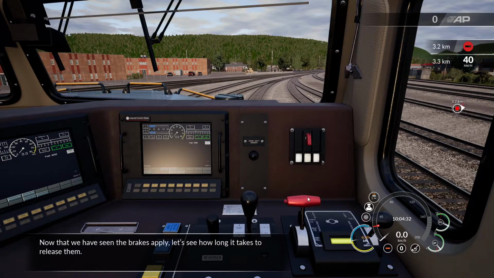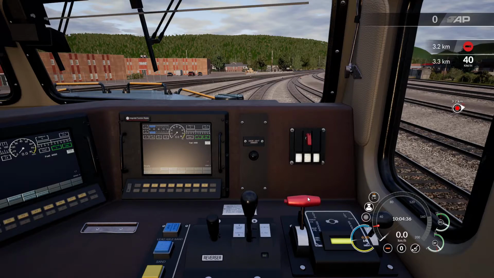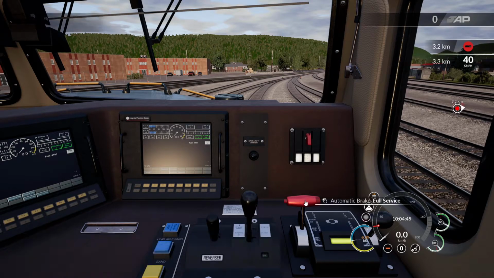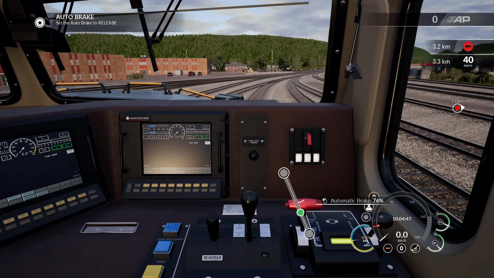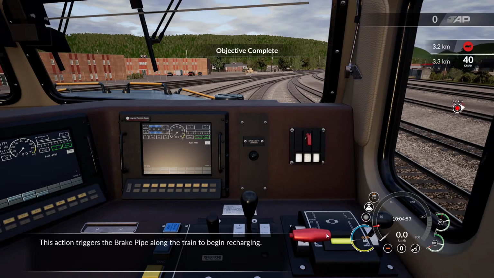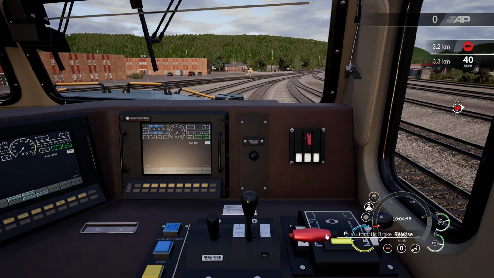Now that we have seen the brakes apply, let's see how long it takes to release them. Using the auto brake, set the equalizing reservoir back to its previous position. This action triggers the brake.